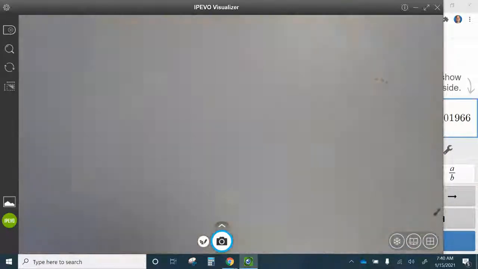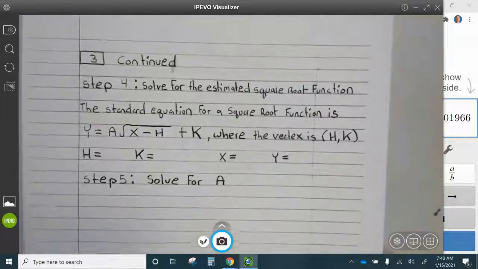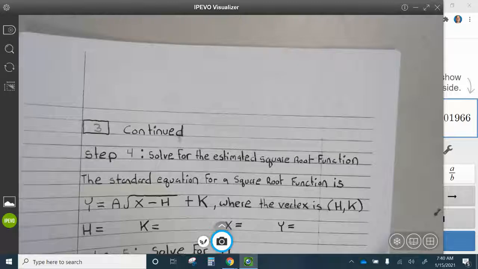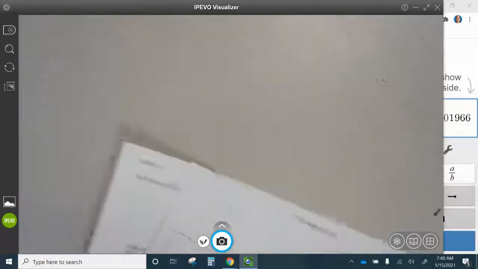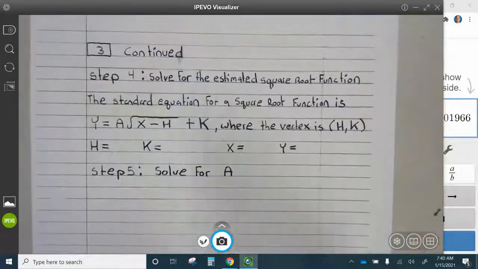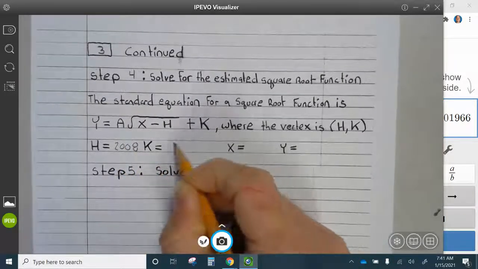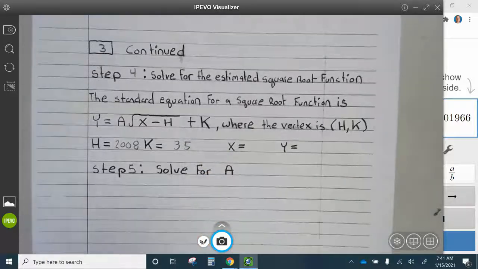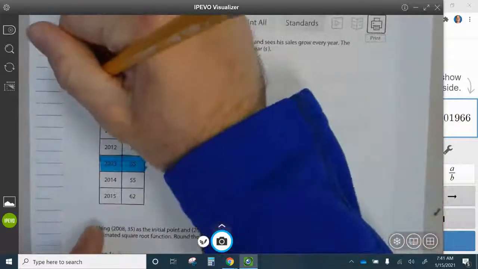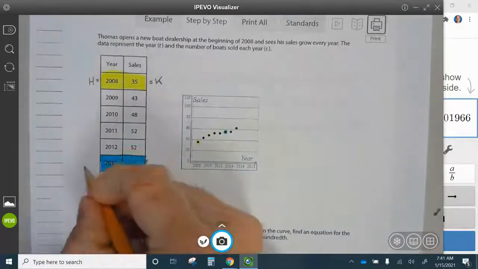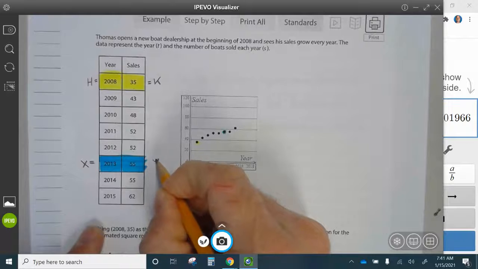So step 4, solve the estimated square root function. Now I've shown you how to use Desmos, but from this point on in the tutorial video, I'm just going to show you how to algebraically find the equation. Now h is 2008. k is 35. That comes back to the table. This is your h. This is your k value. This is your x. This is your y.